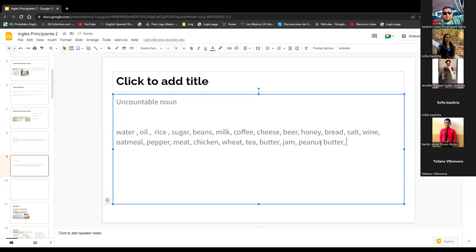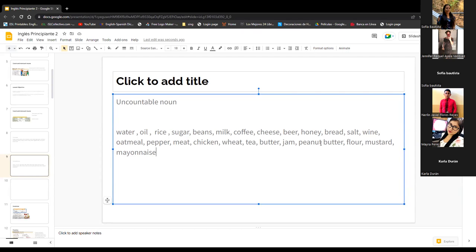Flour. Harina. Very good. Flour. La harina es incontable. Mustard. Very good. La mostaza. Mayonesa. ¿Cómo decimos mayonesa? Pepinesa. How do you say pepinesa in English? I don't know if that exists in English.